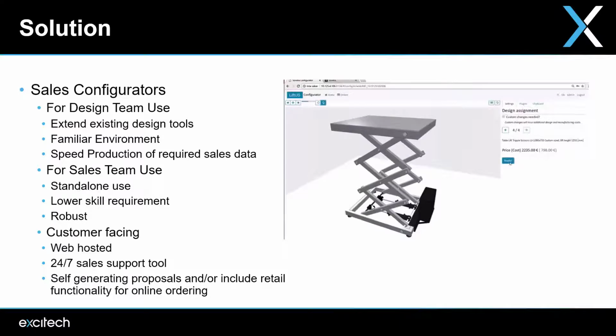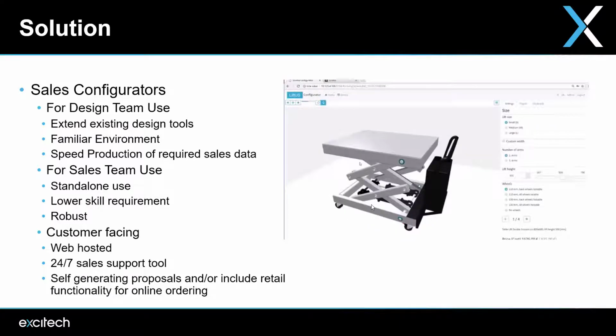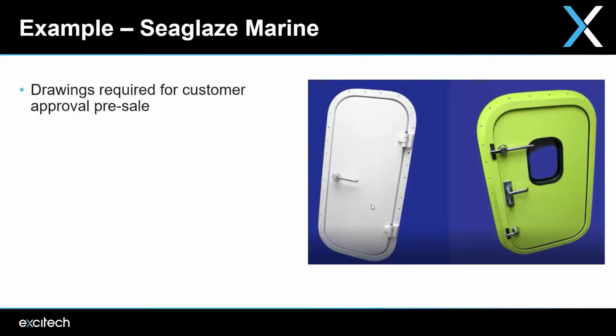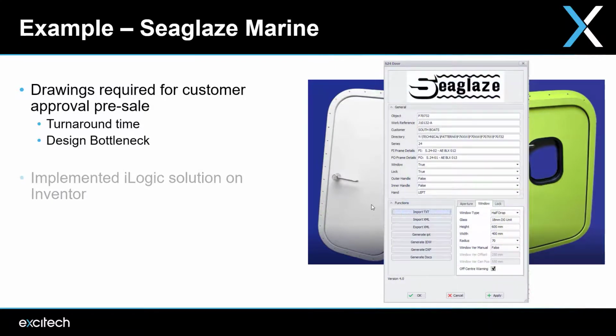An example of a company implementing automation is Seaglaze Marine, who designed to order doors and windows for the marine environment. Drawings detailing the dimensions and arrangements are required up front for customers to approve orders. This proved to be a bottleneck in the process, and slow turnaround times could lead to delays in order commitment.